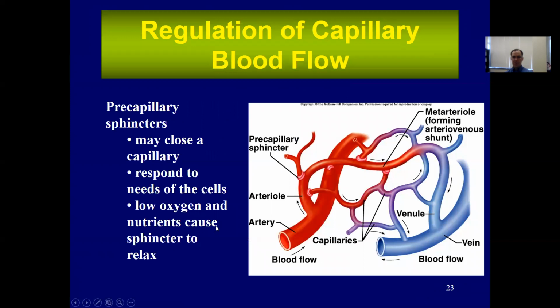So the regulation of capillary blood flow, again, as mentioned, you have the precapillary sphincters in the arterioles, and they may close the capillary, they respond to the needs of the cells. So if there's high demand for oxygenated blood to that tissue, then the precapillary sphincters will dilate, opening up, allowing for more blood flow to the capillaries. And in times when not as much blood is needed, they will contract, preventing blood flow to the capillaries and that part of the tissue.